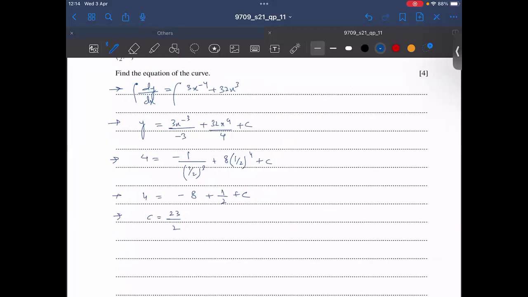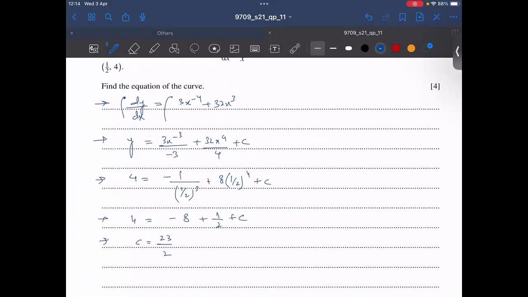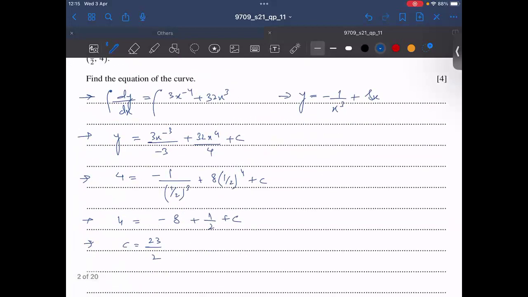All right, Mr. Iman? Yes, sir. Iman, then we have y equals minus 1 over x cubed plus 8x to the power of 4, then plus 23 over 2. All right. This is the equation of the curve that we have got.